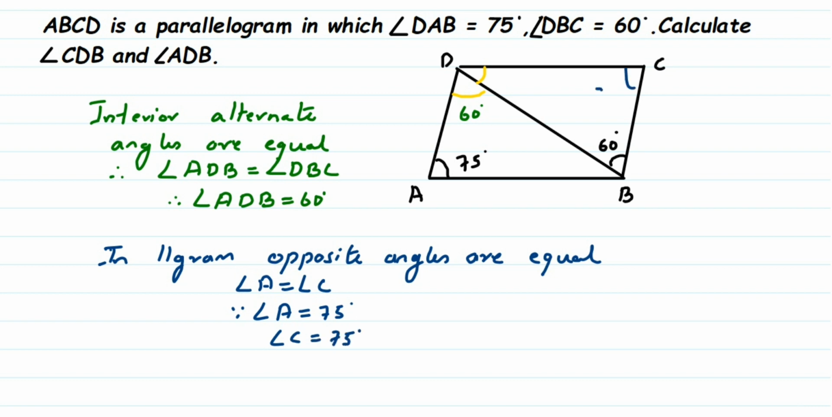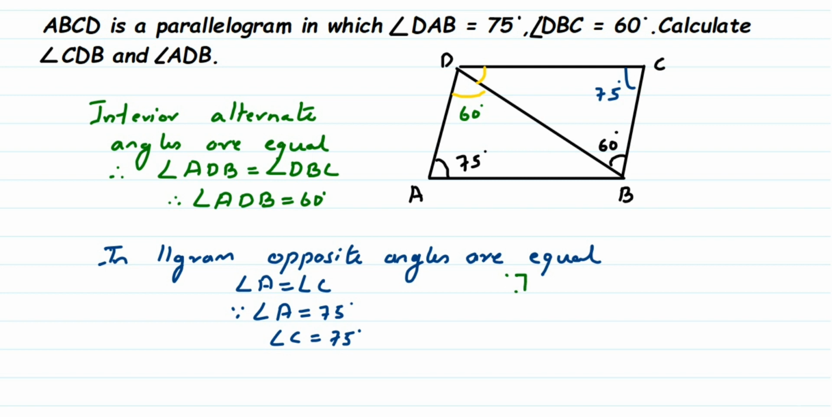This angle C they have not asked, but I'm finding it out because I have to find out this angle CDB. That's why. Now you can see that DCB is forming a triangle. In this triangle, we know two angles. Using that, we're going to find out this third angle. Okay.